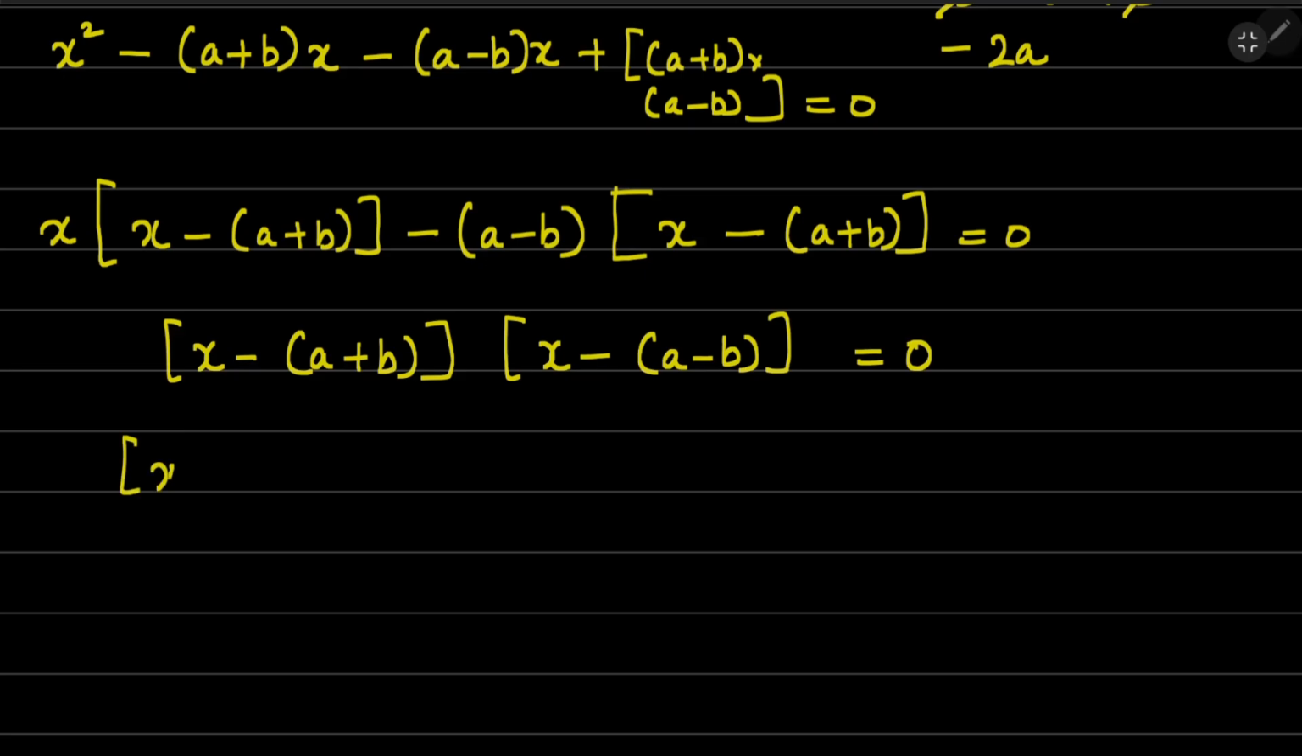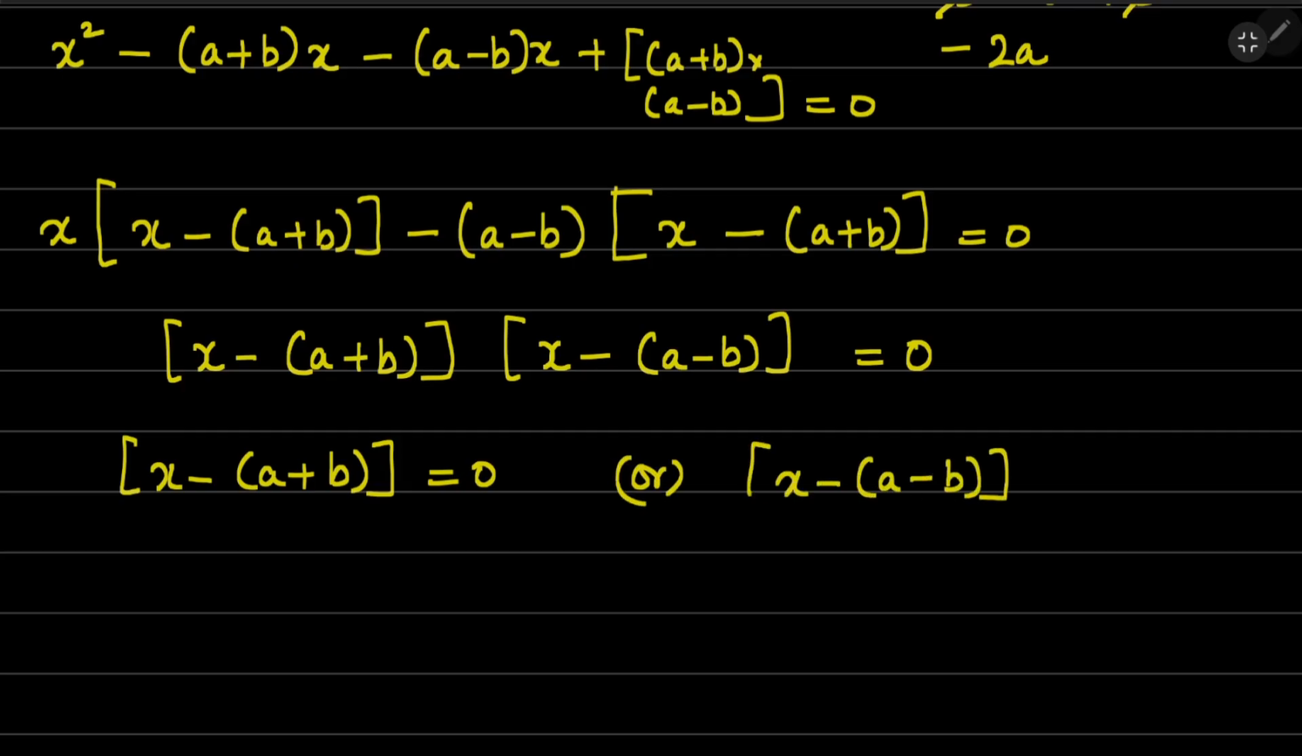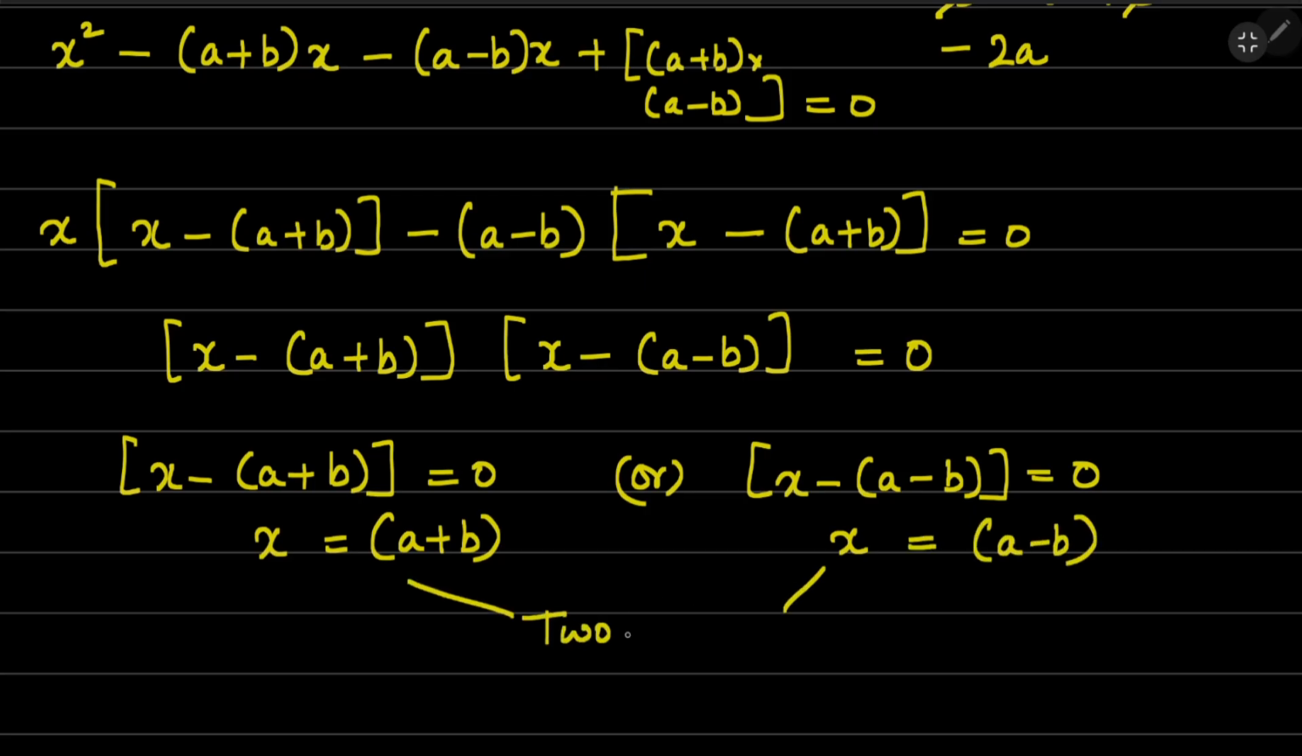So either x minus of a plus b is equal to 0, or x minus a minus b is equal to 0, which makes x equal to a plus b, or x equal to a minus b. So these are the two roots.